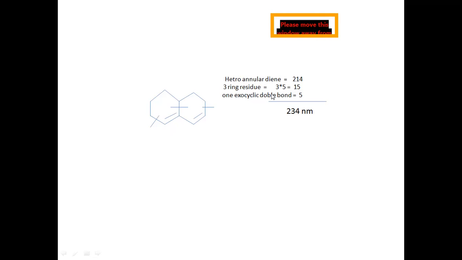So therefore the value will be total 214 nm base. This is our base, heteroannular diene. 3 ring residues, 1, 2 and 3, 15, and this double bond is exocyclic to this ring. We have shown in the examples how an exocyclic double bond is there. If you consider this ring, then this double bond is exo to this. Therefore 214, 15 and 5, it is 234 nm.